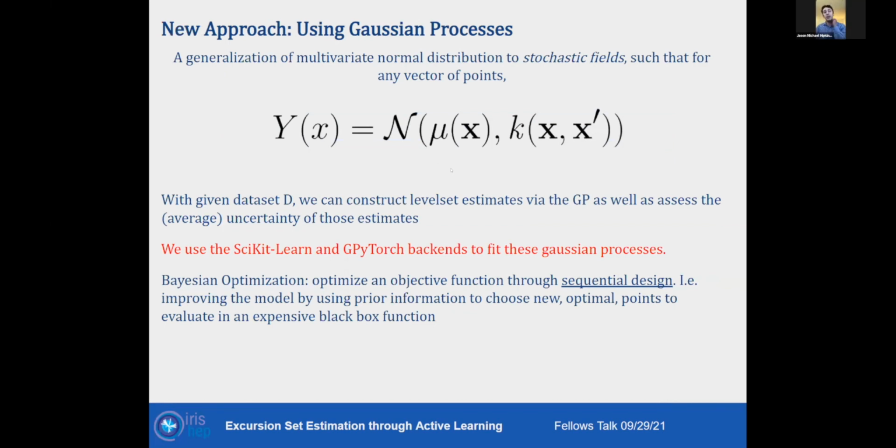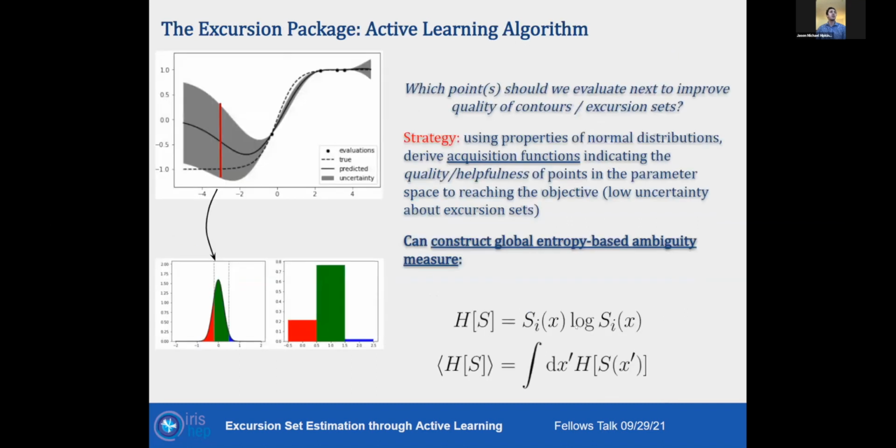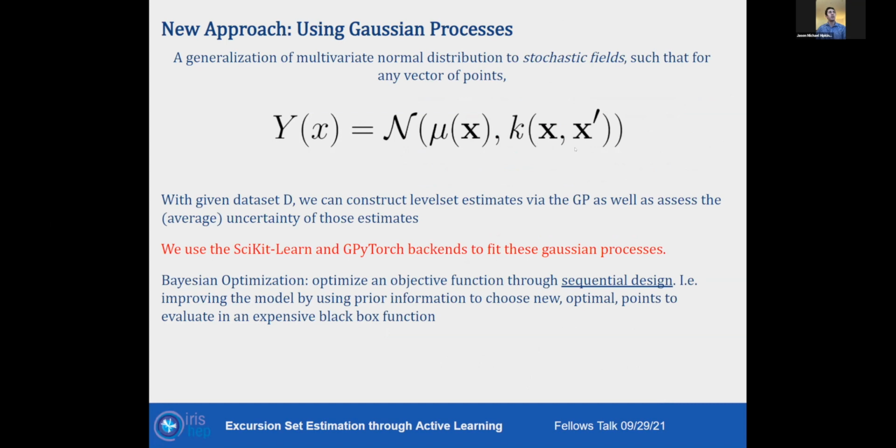A Gaussian process is a generalization of the multivariate normal distribution for stochastic fields: any vector of points from that field can be represented by a normal distribution, and then a finite combination of those stochastic processes can be used to represent a function space, which we can use to predict what might be the function that our contour set lies on, or what that set actually is. And we do this by constructing a global entropy-based ambiguity measure. Essentially, we want to reduce the uncertainty in our Gaussian process every time we update it, which is defined by a mean and a covariance matrix, or a kernel.